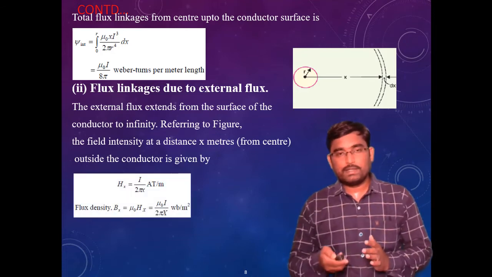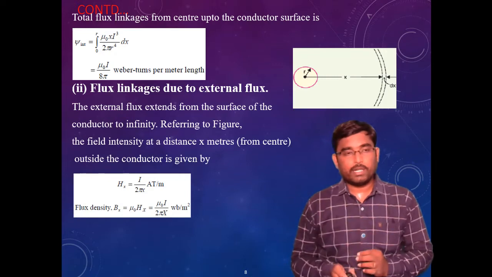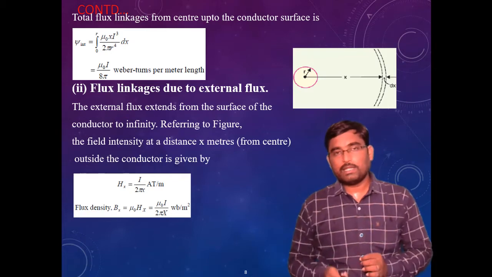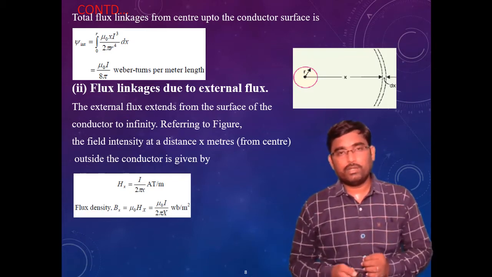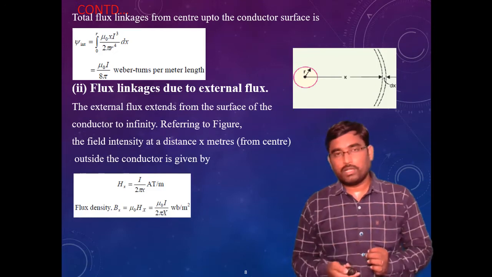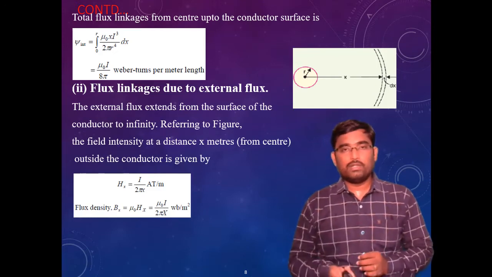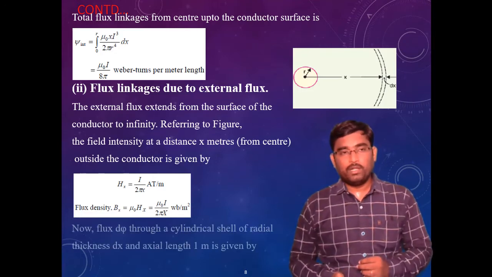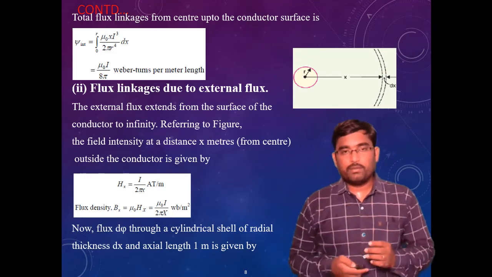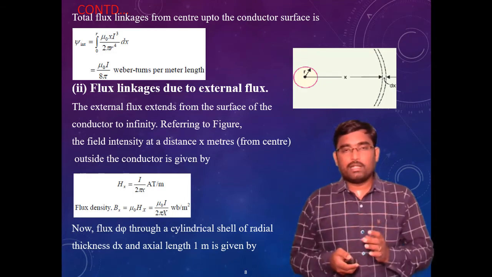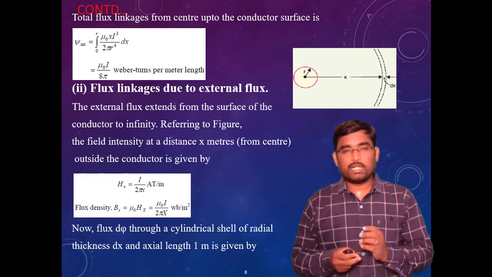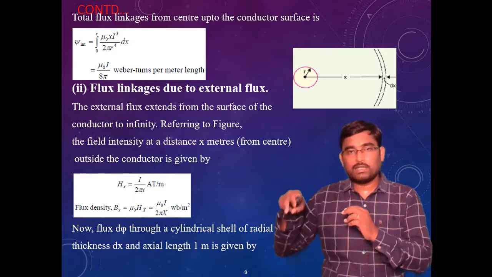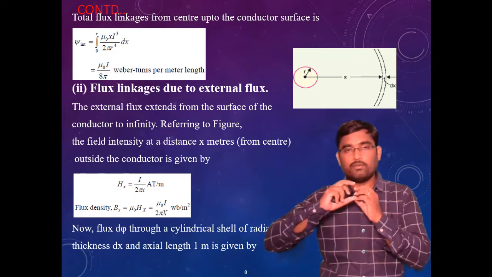Now the field intensity at that point is Hx equals I by 2 pi x ampere turns per meter. From this I can write the flux density Bx as mu into Hx, where mu means mu naught into mu r. Again I am taking mu r as 1, so it is mu naught into Hx, which means mu naught I by 2 pi x per meter square. Next, I am taking a d phi, which is the flux of a cylindrical shell of thickness dx with an axial length of 1 meter, at the outside of the conductor.